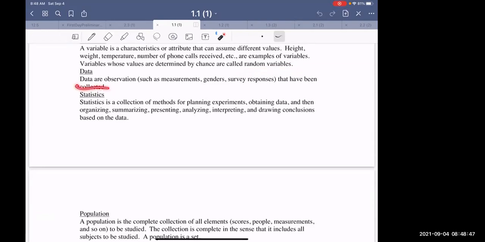Data. Data are observations such as measurements, genders, survey responses that have been collected. Statistics. What is statistics? Statistics is a collection of methods for planning experiments, obtaining, organizing, summarizing, presenting, analyzing, interpreting data, and drawing conclusions based on this data.